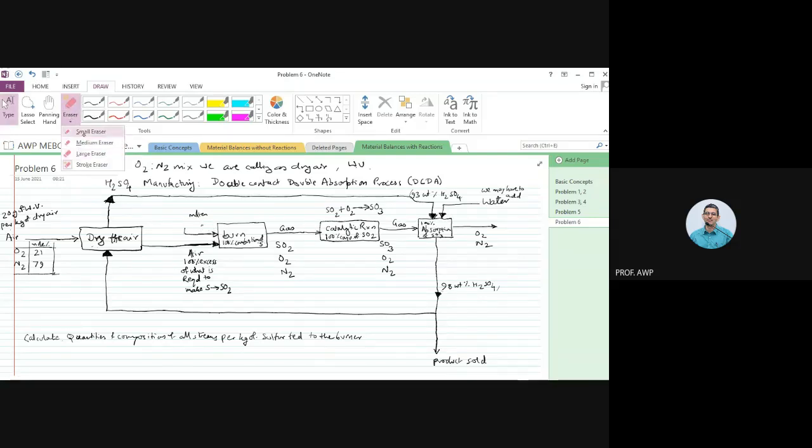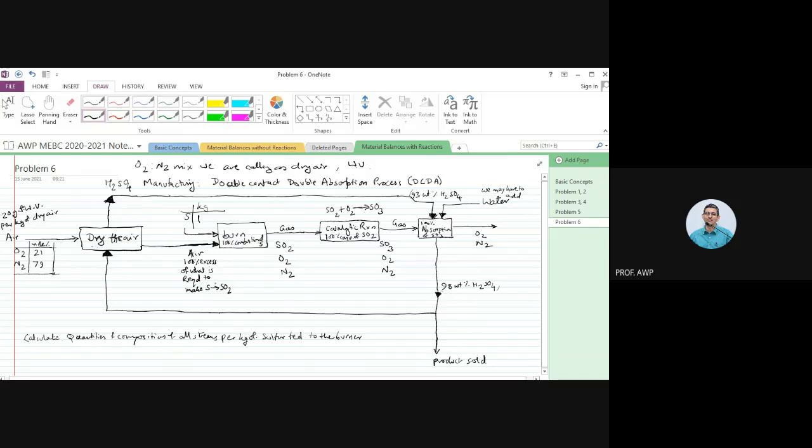So I have sulfur here in terms of kgs, 1 kg. So that's the basis that you can take. I wanted to calculate compositions and quantities of all streams.